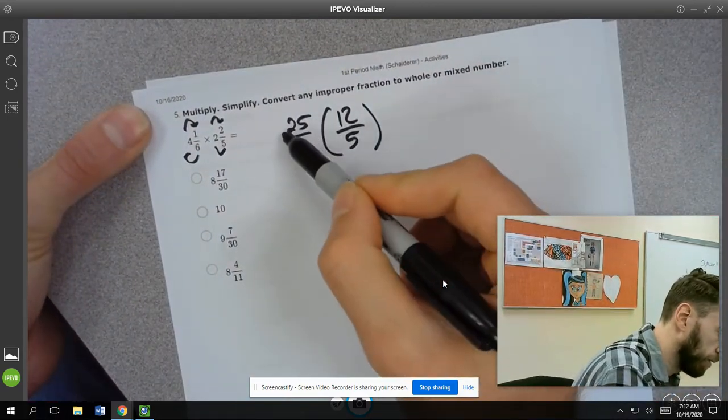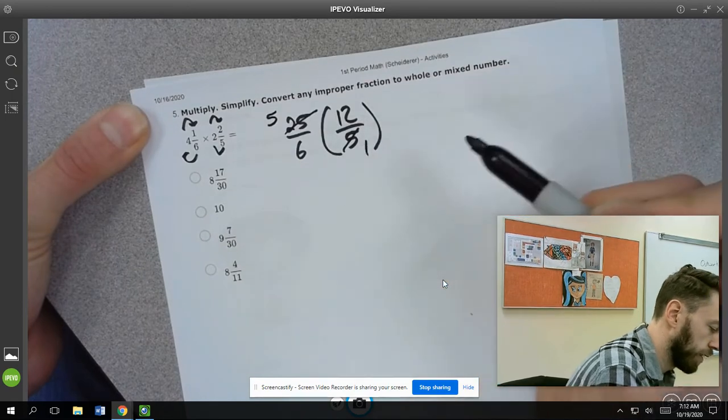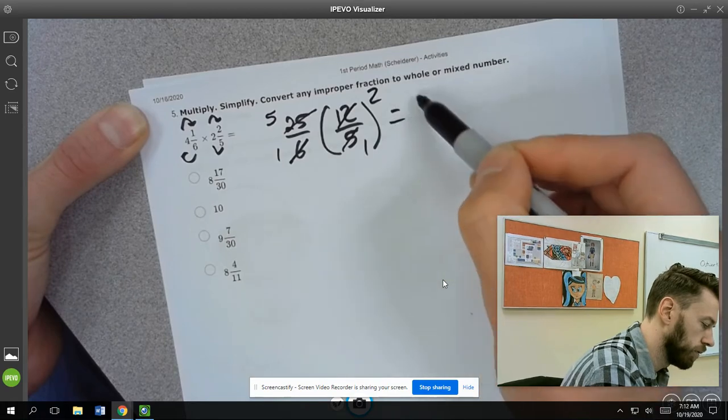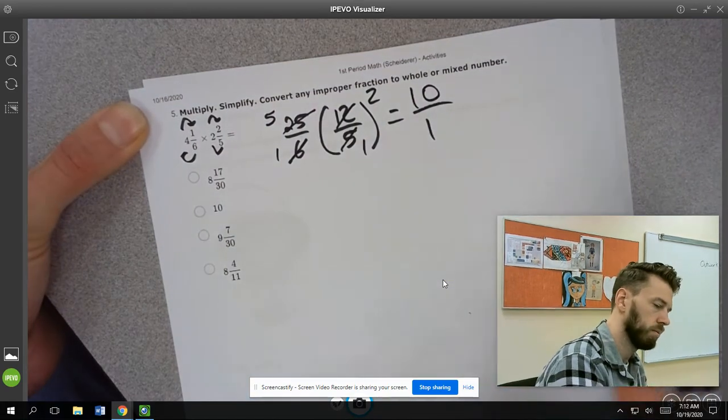25 and 5 can be divided by 5, that's 5 and 1. And these two can be divided by 6, that 1 and that 2. And that puts 10 over 1, which is 10.